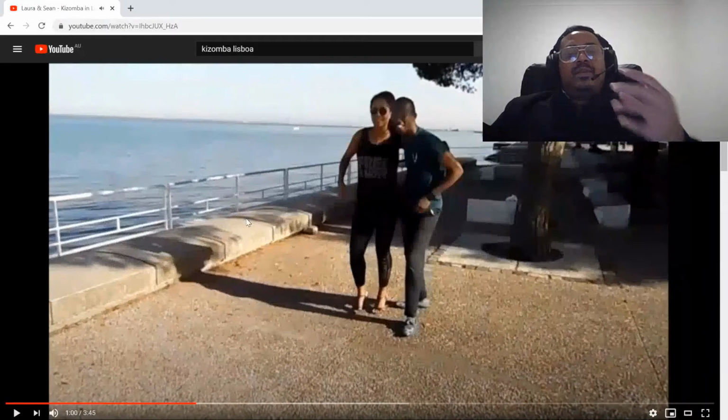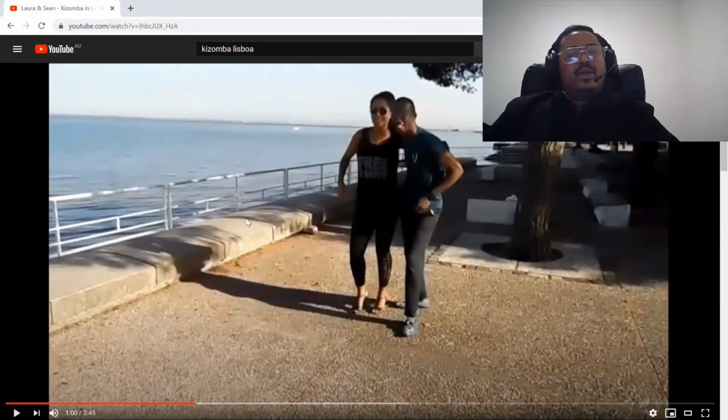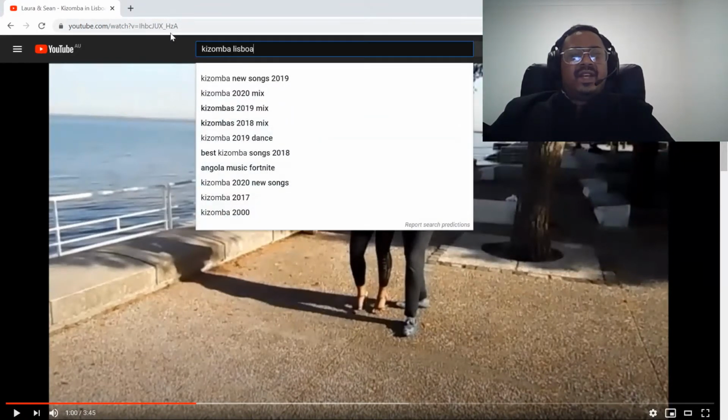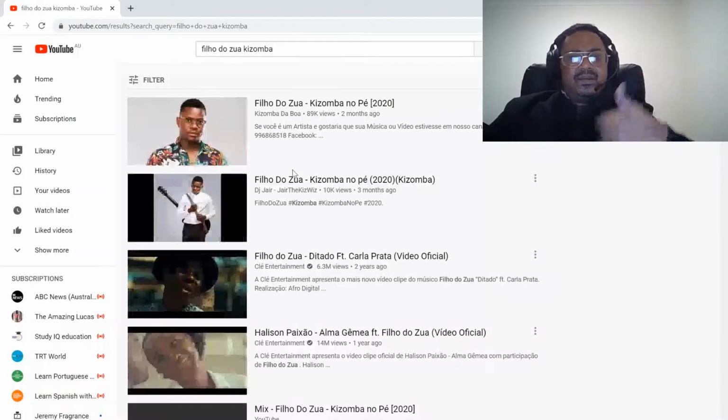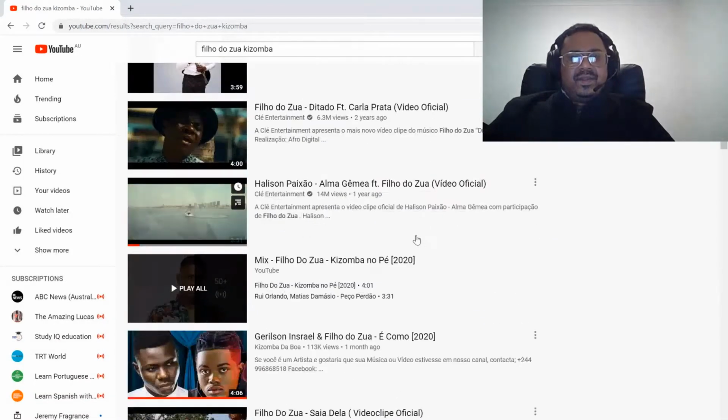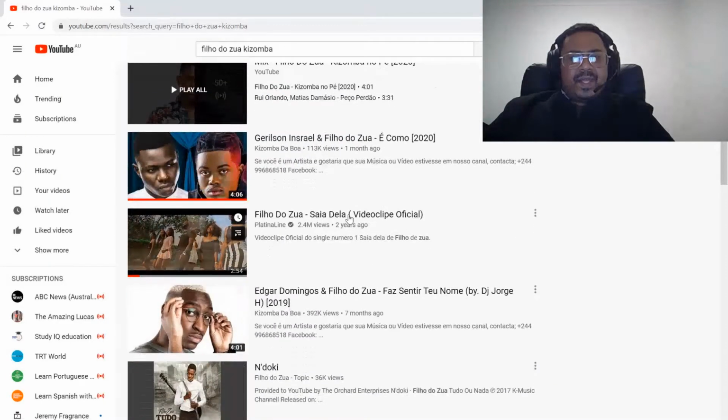And if you notice, the music is a little bit faster than the Gerozouk music. So this is danced to either this type of music or there is another type of music. There's a modern Kizomba, a new wave Kizomba kind of music, with singers like Filho do Zua.